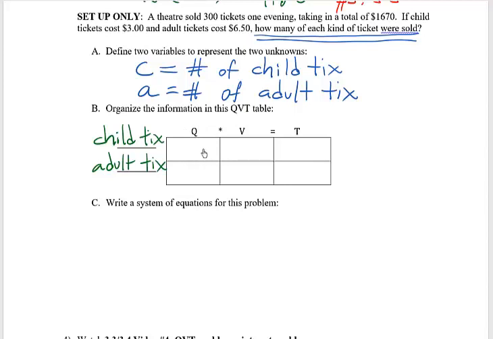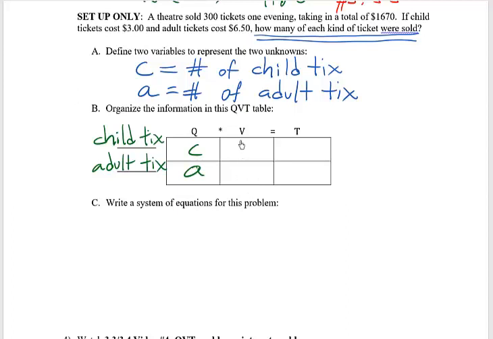The thing is, I don't know how many there were, but I gave it a name, didn't I? The number of child tickets we called C. And then in the box below, I should fill in how many adult tickets there were. Again, I don't know, but we gave it a name, namely A. The V column, that's the valuation of a child's ticket in this box or an adult ticket in this box. Well, that they gave me in the problem.